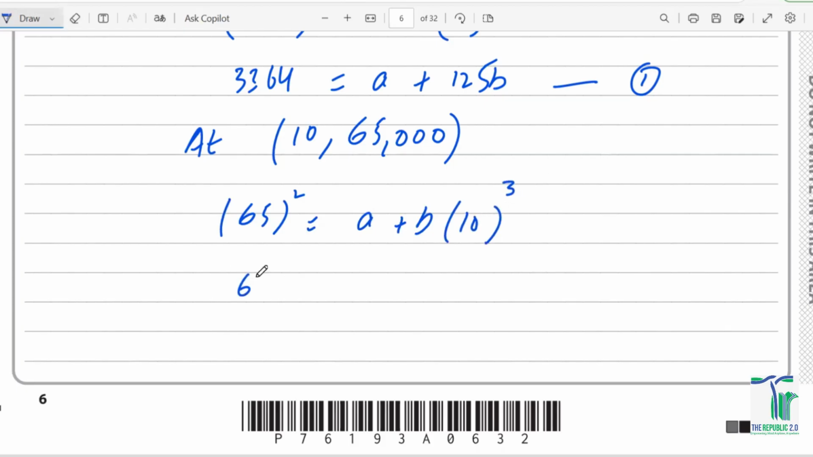And that is going to be 65,000 squared. 65 squared is 4225. 4225 is equal to a plus 1000b, right? So we have got this thing, and that is going to be equation number 2. So what I'm going to do is get the value of a from equation number 1 and plug that in equation number 2, right?